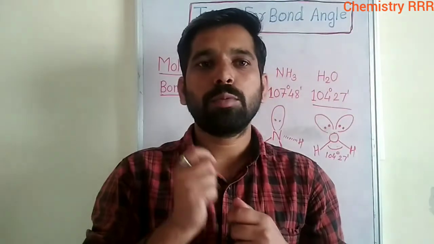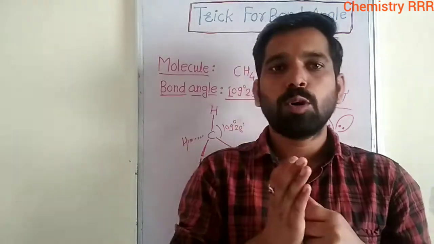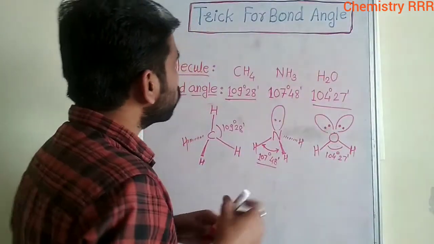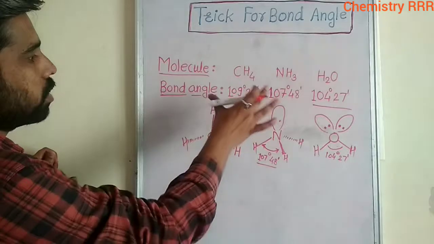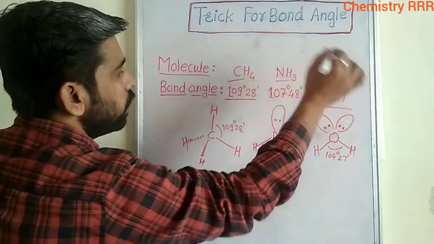Now in today's session I am going to discuss the trick for the bond angle. Okay, now let's discuss the trick for bond angle. Let's see the structure of these molecules. First one is methane, then ammonia, then the water molecule.